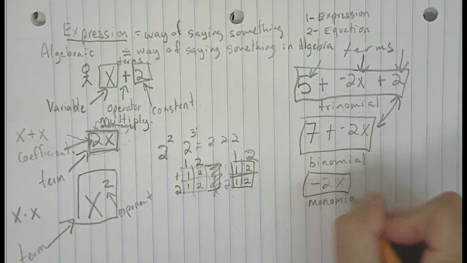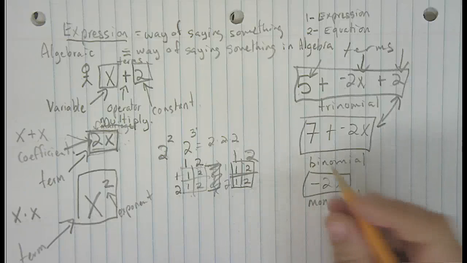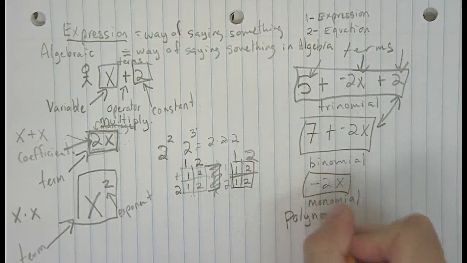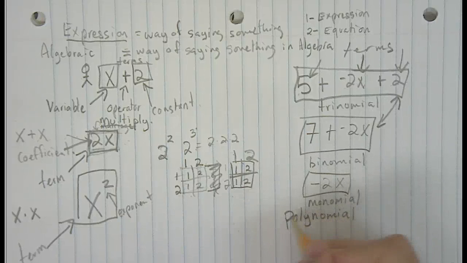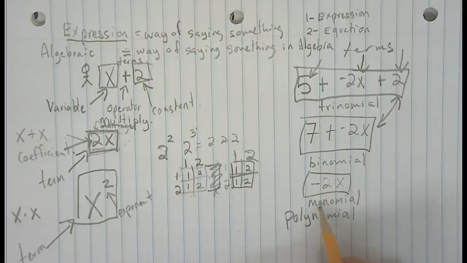And if I had 4 terms, that would be called a quad. No, it's not a quadnomial. As soon as they get to 3 or more, we just call these polynomials. Polynomial means many. Tri means 3, bi means 2, mono or mo means one. It's the root for one.